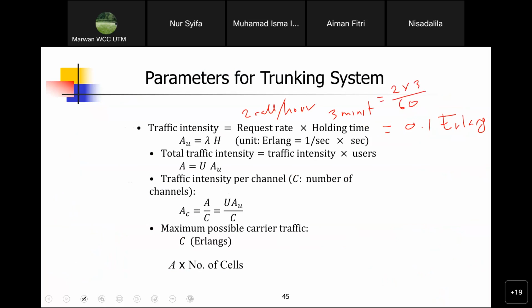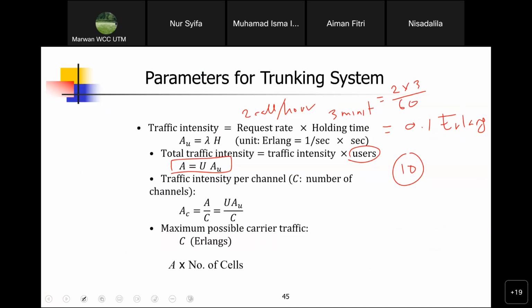If one cell has 10 users, meaning that 10 times 0.1, you get the total traffic, depending on how many users you are serving. If you're serving 20 users, then 20 times 0.1, so you get 2. So that is the total traffic in the system.